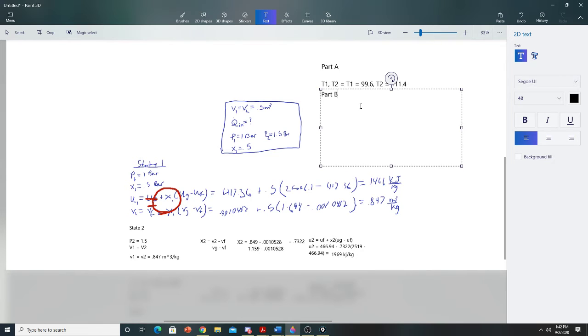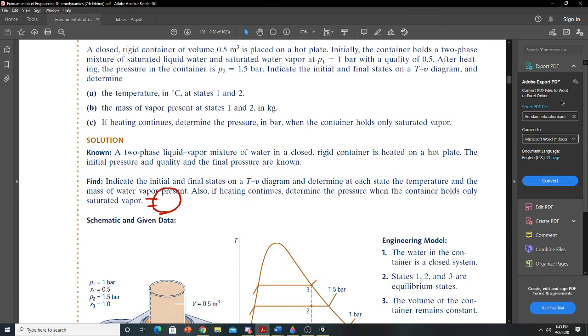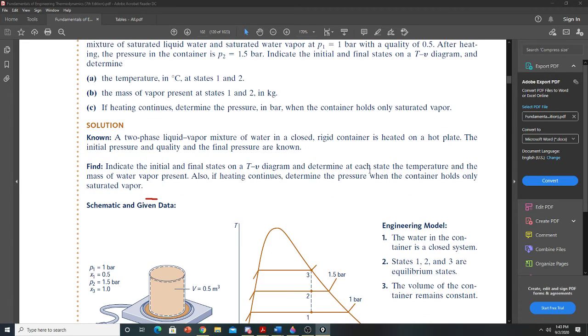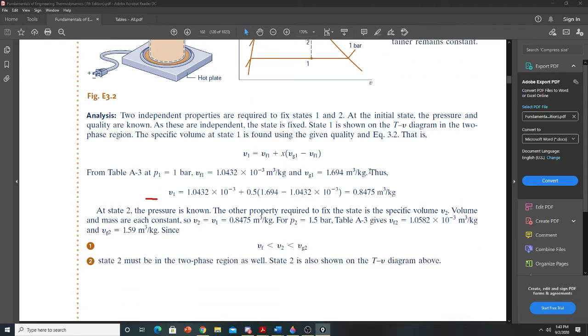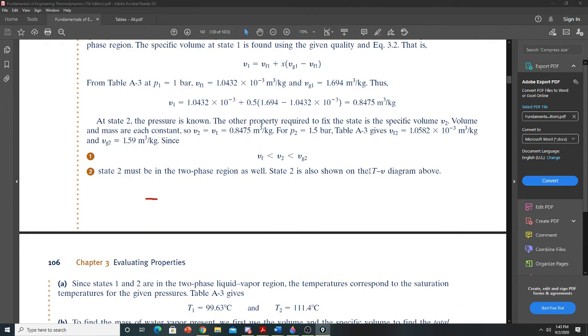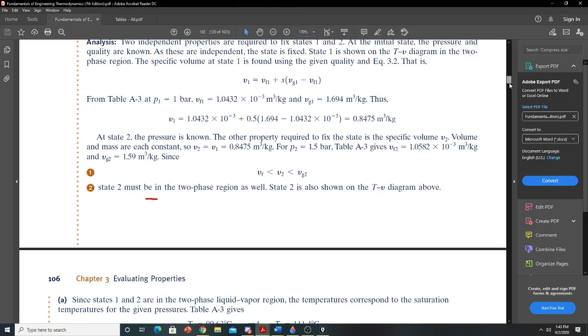Now let's do part B. Part B was to find the mass, if I recall. Let me be sure that's what it asked. It says the mass of the vapor present at states 1 and 2 in kilograms. Okay? So how would everybody have an idea on how we would do this? Part B starts here. Anybody have an idea though?